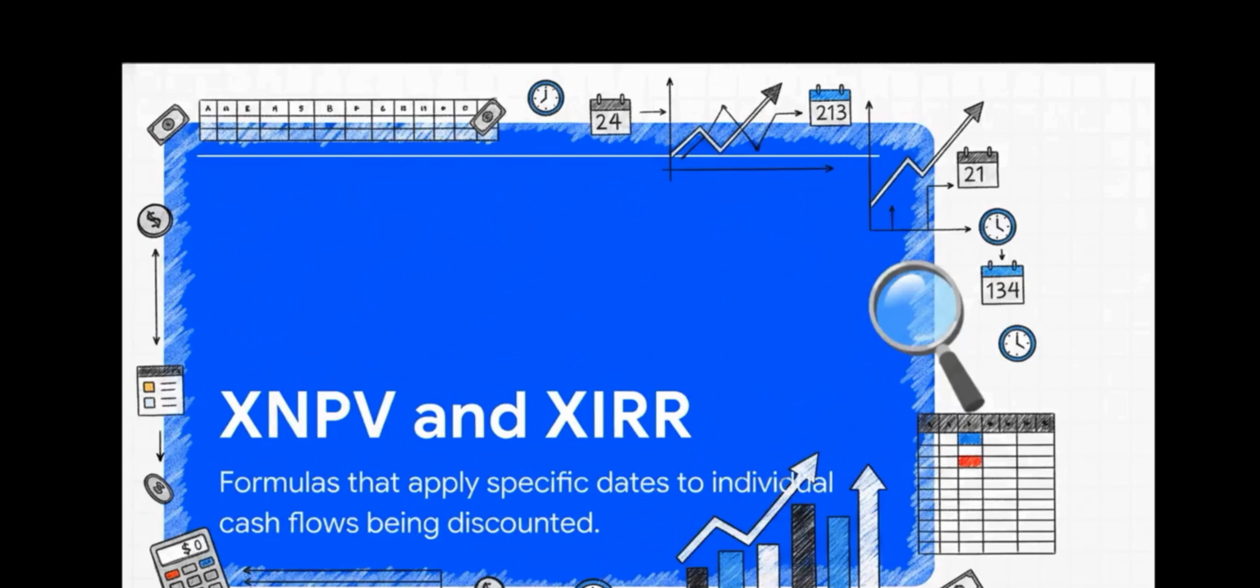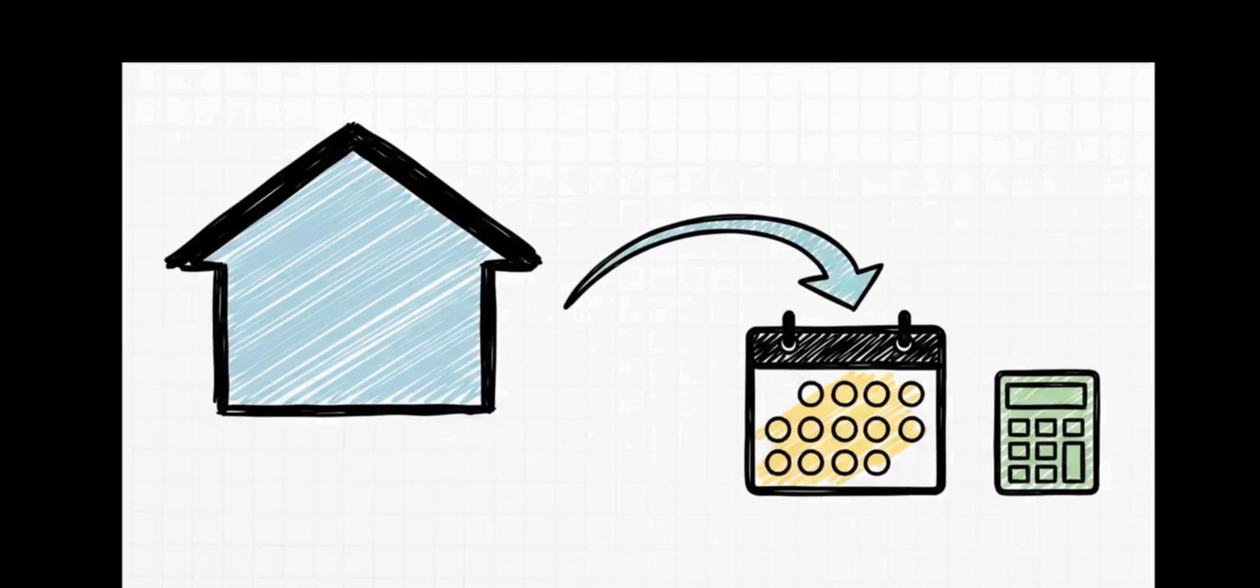So the crucial point here is that functions like XNPV and XIRR are absolute lifesavers in investment banking and corporate finance. These upgraded formulas allow you to apply specific, exact calendar dates to each individual cash flow that's being discounted. They completely solve for those messy, uneven time periods, ensuring your financial models are tightly tied to reality and pinpoint accurate. Shifting gears to the debt side.